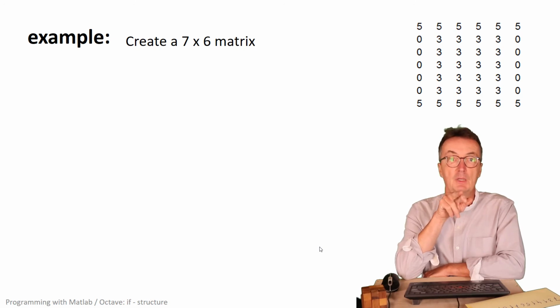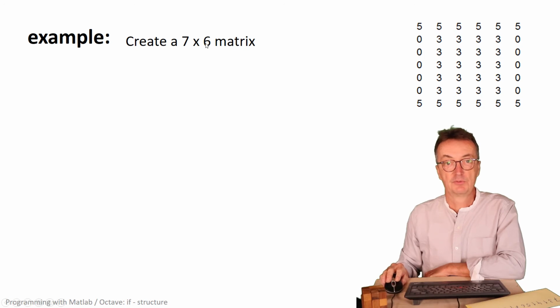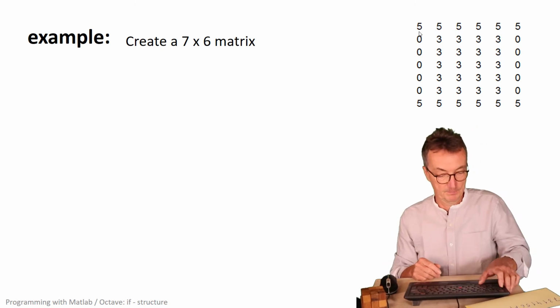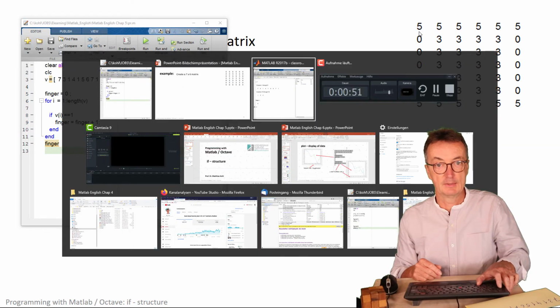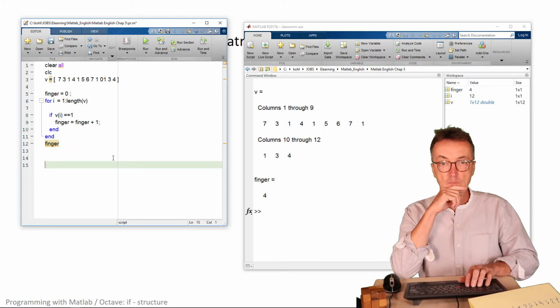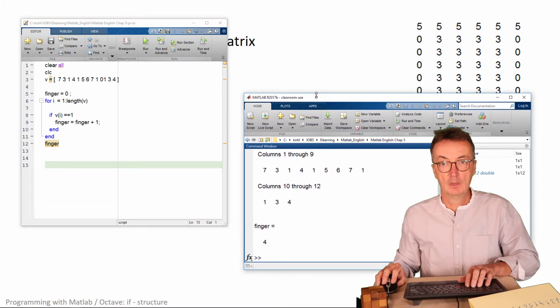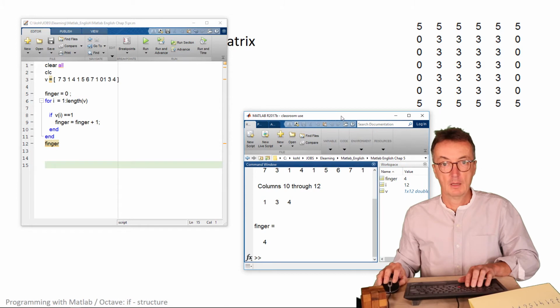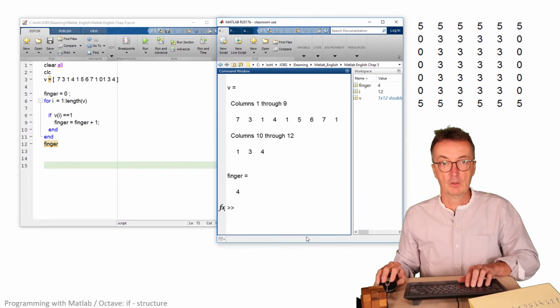The task is to create a matrix 7 times 6 with these elements. It's always a 3. And just the upper elements are 5, the lower ones are 5, and the others are 0. So, could we write a program to do that? Let's get that done and started. Okay. I'll just move that down here so that we can check the matrix.